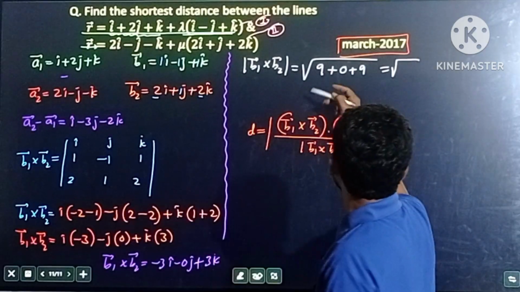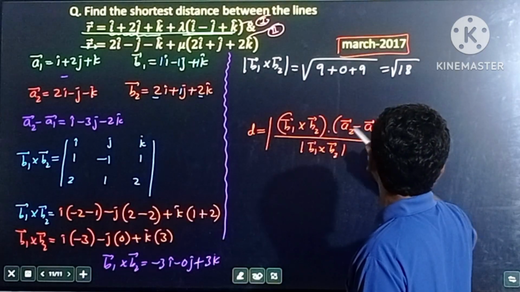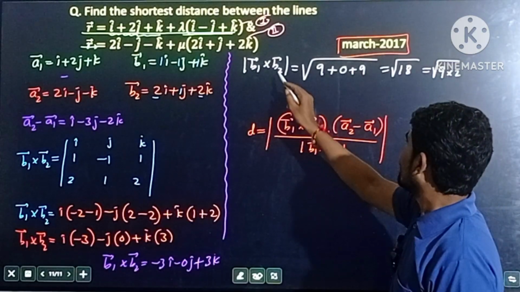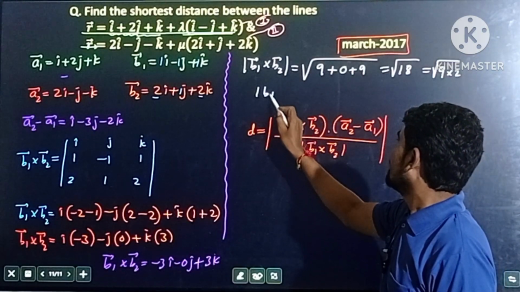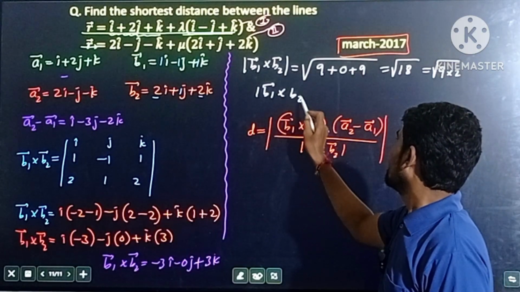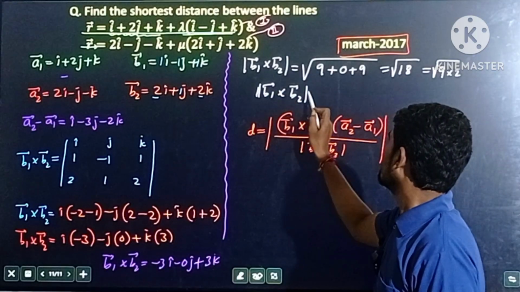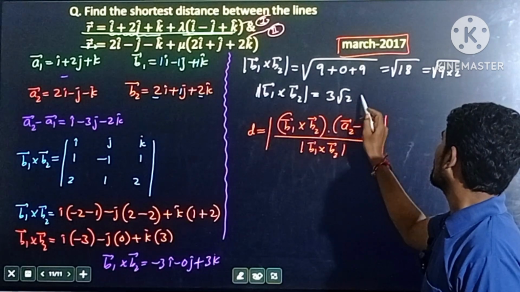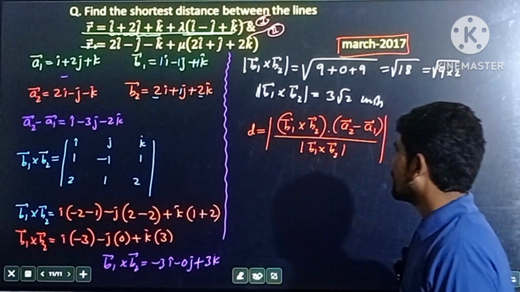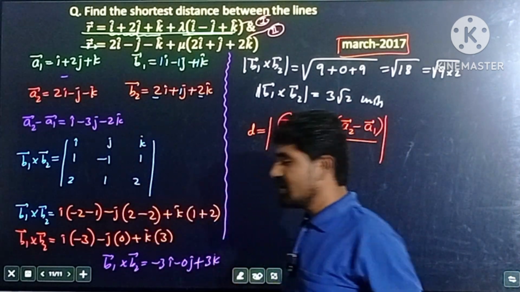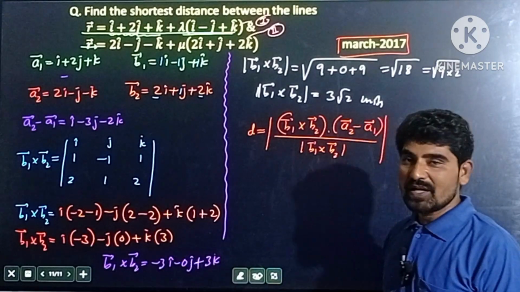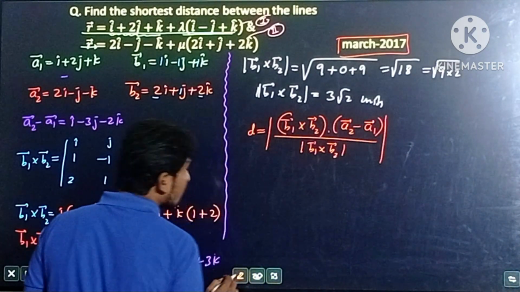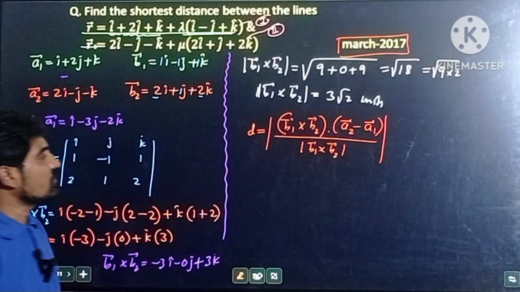So it equals the square root of 9 plus 9, which is 18, and 18 can be written as 9 into 2. Therefore, the magnitude of b1 vector cross b2 vector is equal to the square root of 9, which is 3, into root 2 units. So we got a2 vector minus a1 vector, b1 vector cross b2 vector and its magnitude. To identify the shortest distance between the lines, just use these values in the formula.